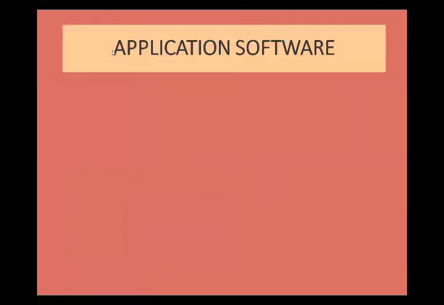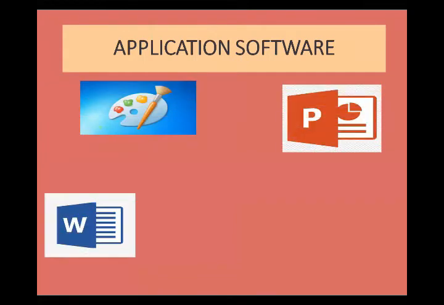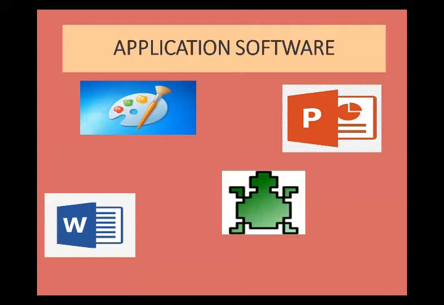The next type of software is application software. What is application software? Application software is used to do some work. For example, MS Paint, PowerPoint, MS Word, KTurtle. These are all application software, and we use these software to do some work. For example, MS Paint is used for drawing, and KTurtle is used to draw pictures and type text.